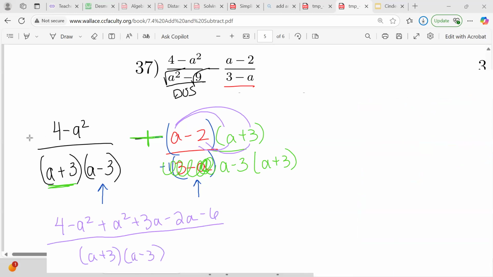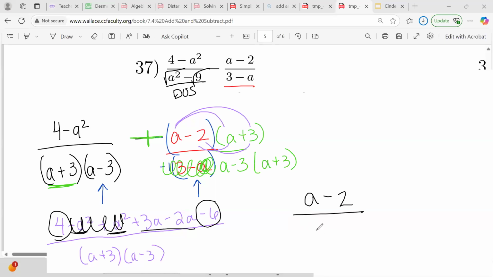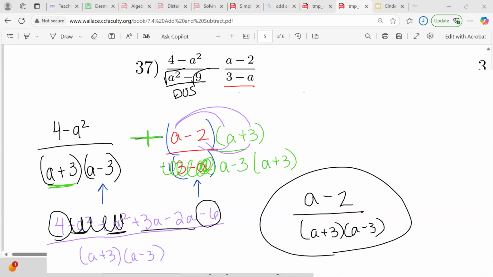Combining like terms on the top. We've got negative a squared, positive a squared. That's going to cancel. That's nice. 3 minus 2 would just be 1a or a. And 4 minus 6 would be negative 2. And then the bottom's fine. Nothing cancels out. You're done. So that trick of knowing the negation really came into help there.